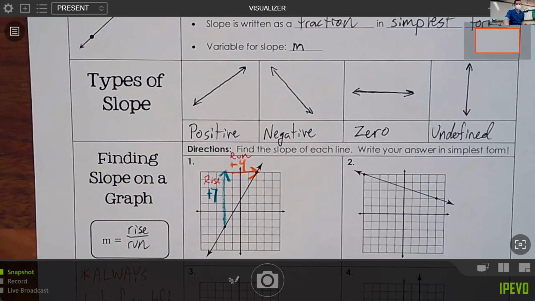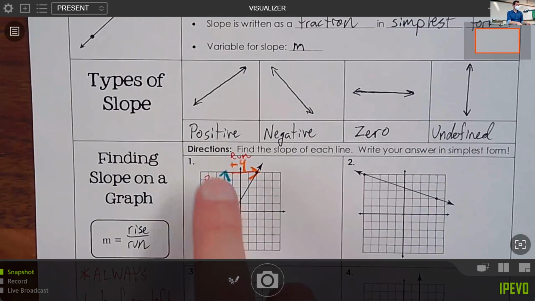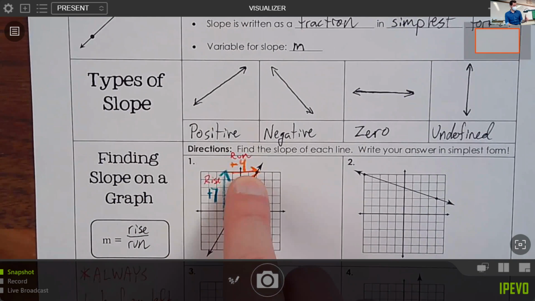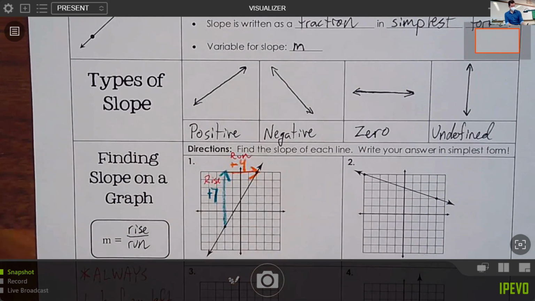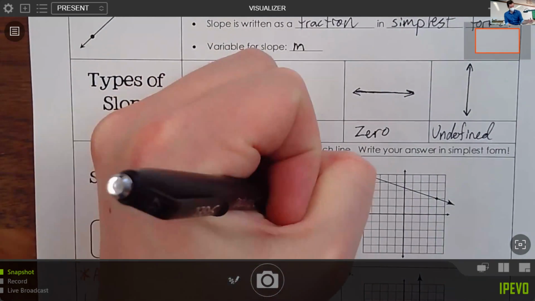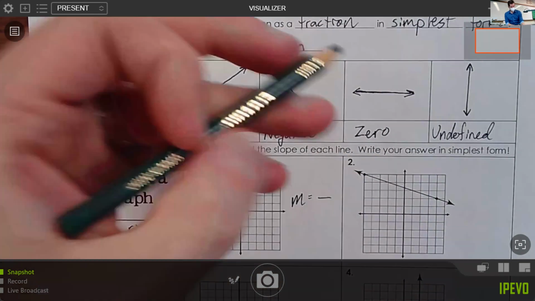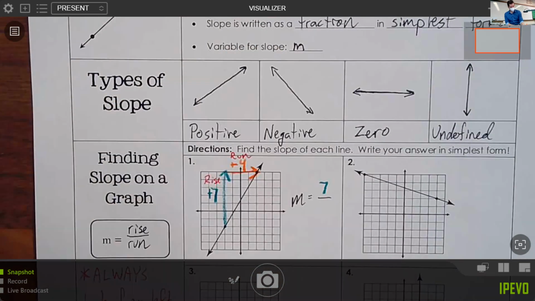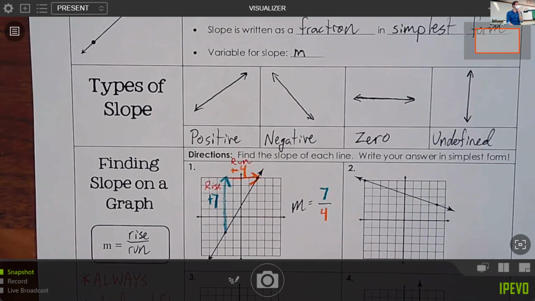And so what we have to do is write a fraction using the rise over the run. So we're going to say m is equal to, the rise is 7, and the run is 4. So 7 over 4, because we went up 7, and we went over 4. And that's our answer. That's it. Because we can't reduce that fraction.